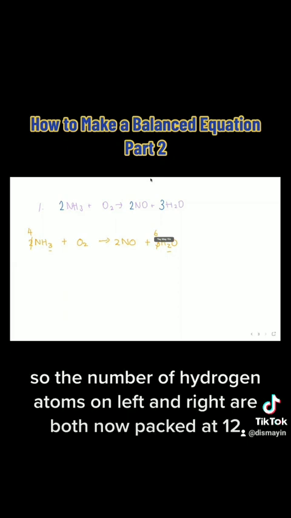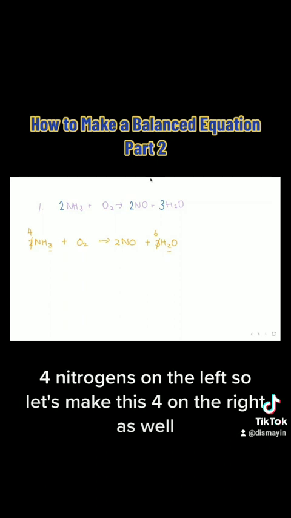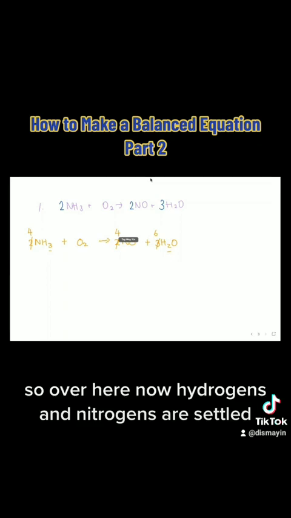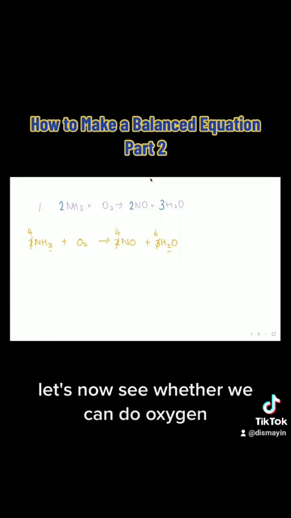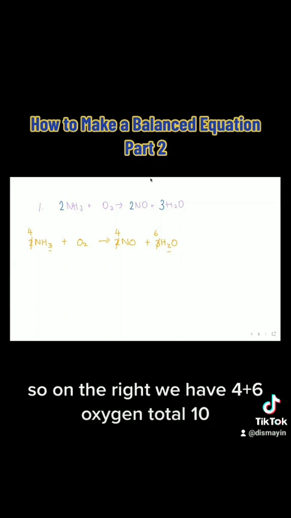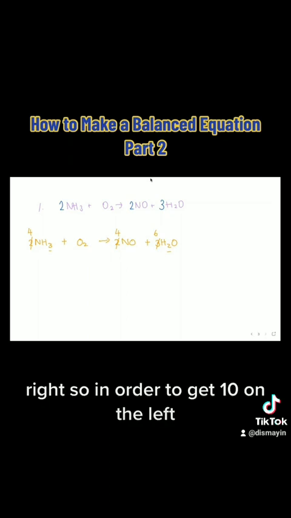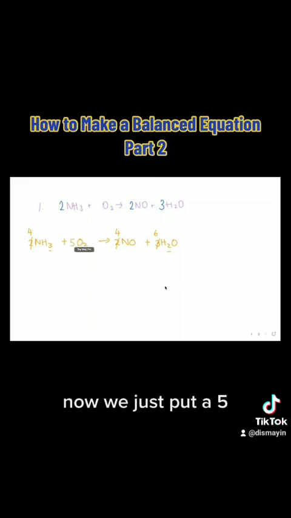So the number of hydrogen atoms on left and right are both now packed at 12. 4 nitrogens on the left, so let's make this 4 on the right as well. So over here now, hydrogens and nitrogens are settled. Let's now see whether we can do oxygen. So on the right, we have 4 plus 6 oxygen. Total 10, right? So in order to get 10 on the left, now we just put a 5.